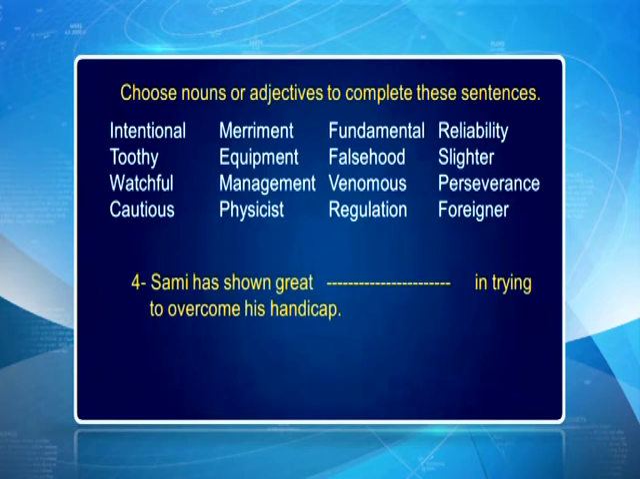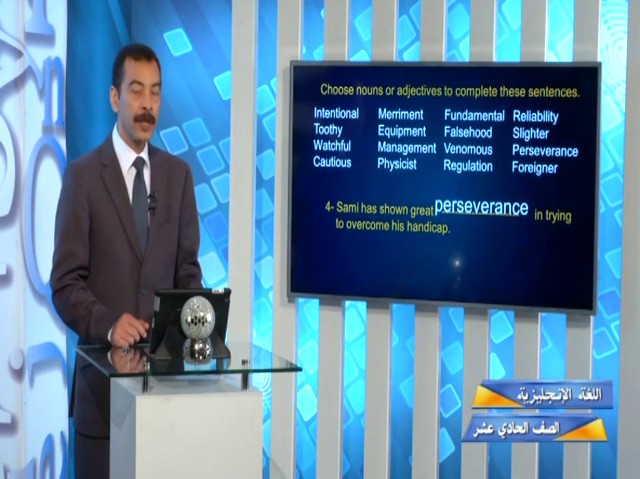Excellent. Number 4, Sami has shown great blank in trying to overcome his handicap. So he has shown great what? We need a noun. So which noun will be suitable in this blank? Excellent. Perseverance. He has shown great perseverance in trying to overcome his handicap. That is strong determination to do something.